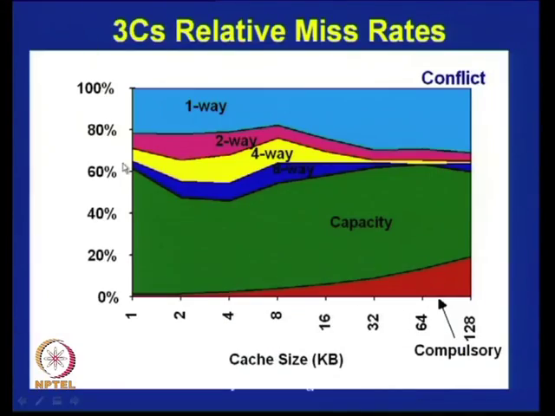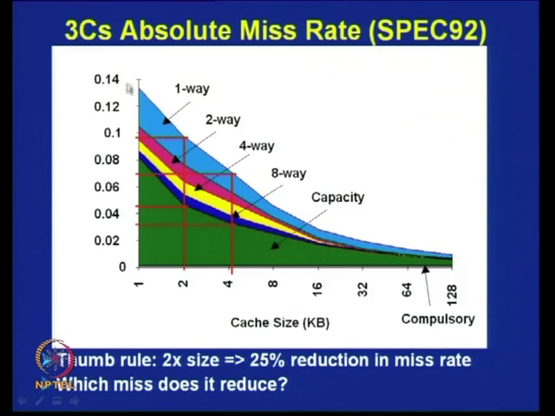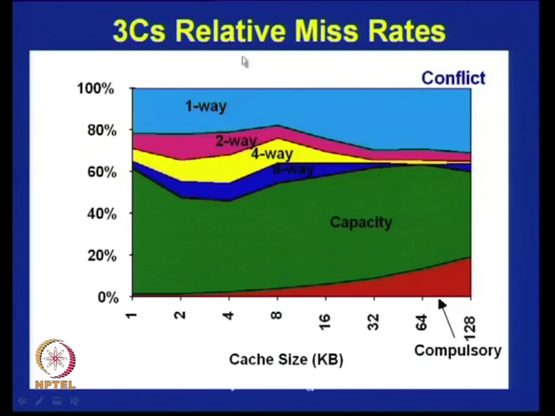Now, earlier we have seen the different types of miss rates for different reasons: compulsory, capacity, and conflict misses. Here the miss rate is shown, and actually the absolute relative miss rates for different types of misses is shown here. So, we find that the bulk of the misses occur because of capacity misses.